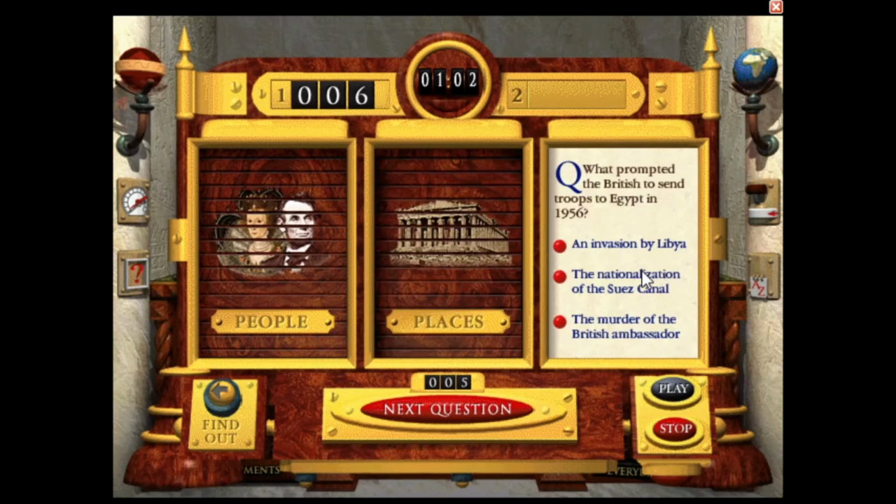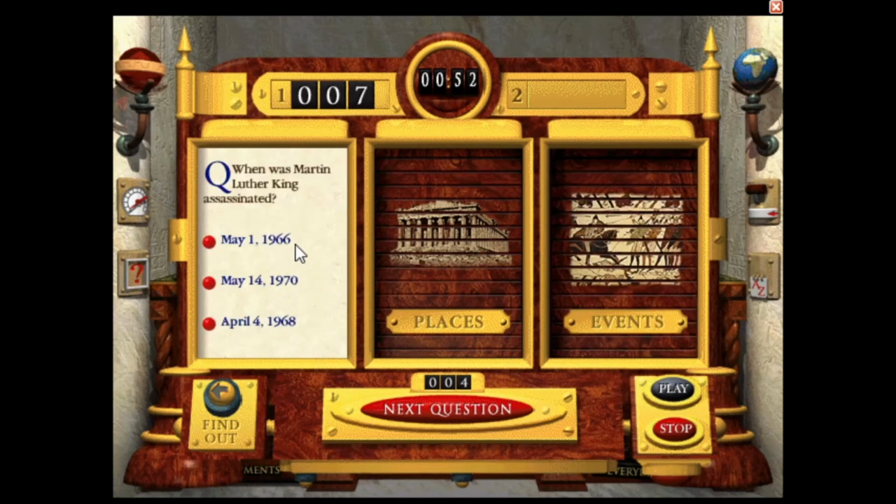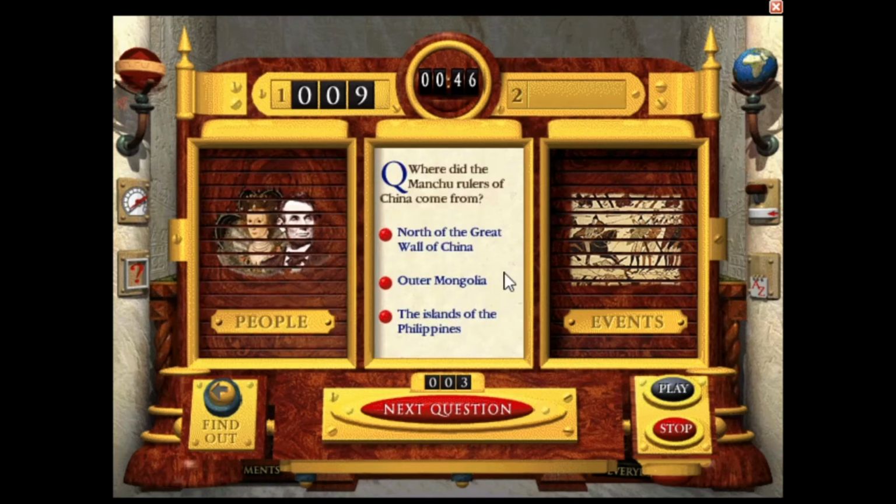What prompted the British to send troops to Egypt in 1956? No. That was a guess. When was he assassinated, in 1968? Yeah, I did that at school. It stuck with me. Where did the Manchurians of China come from? North of the Great Wall. Turns out I'd go there. North of the wall. Yeah.